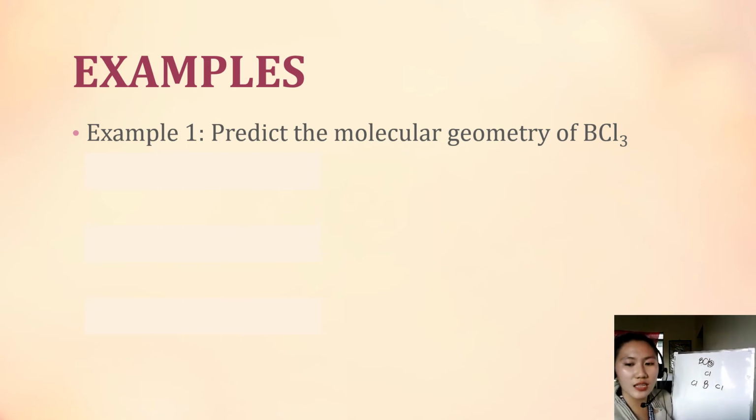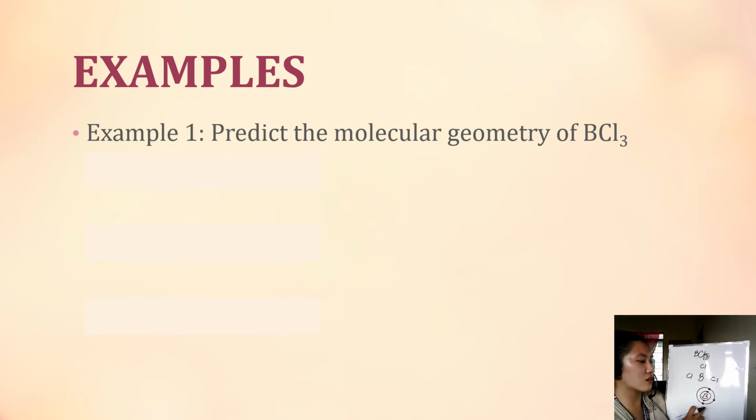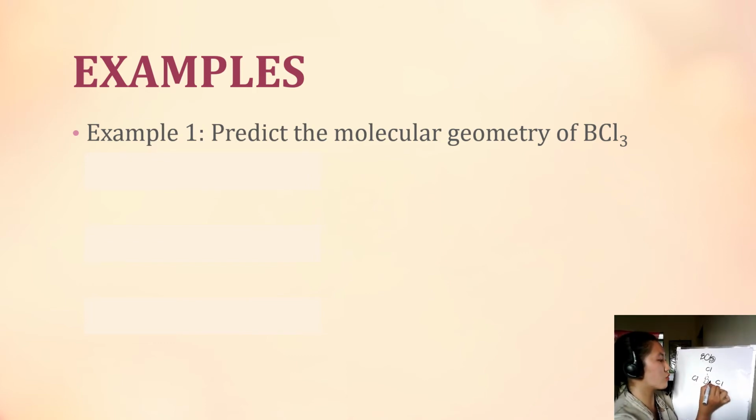Okay, now let us have their Lewis dot structure. First, for boron, let us find its valence electrons. Boron has an atomic number of 5. 1, 2, 3, 4, 5. So this means it has 3 valence electrons. So, that means it has 3 dots. 1, 2, 3.